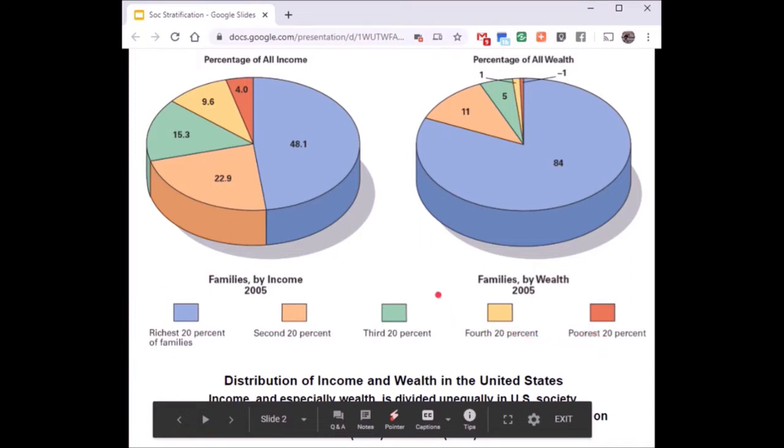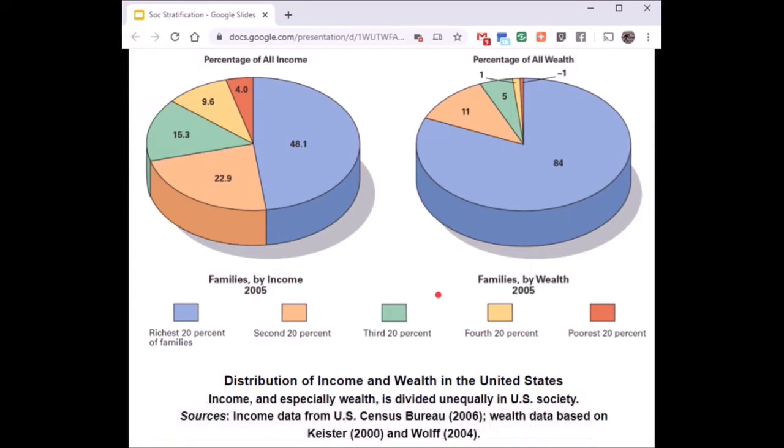Now, what I also want you to see at the very bottom of the slide, once that menu goes away, is that the sources of this are income data from the U.S. Census Bureau, right? Wealth data based upon some additional sources. So this is something that we track in the Census Bureau, okay? Not just population numbers, but the Census Bureau, again, does a lot more research outside of the census survey. But this is data that is collected in our country, and so it's the most accurate, reliable information that we have on these kinds of topics.